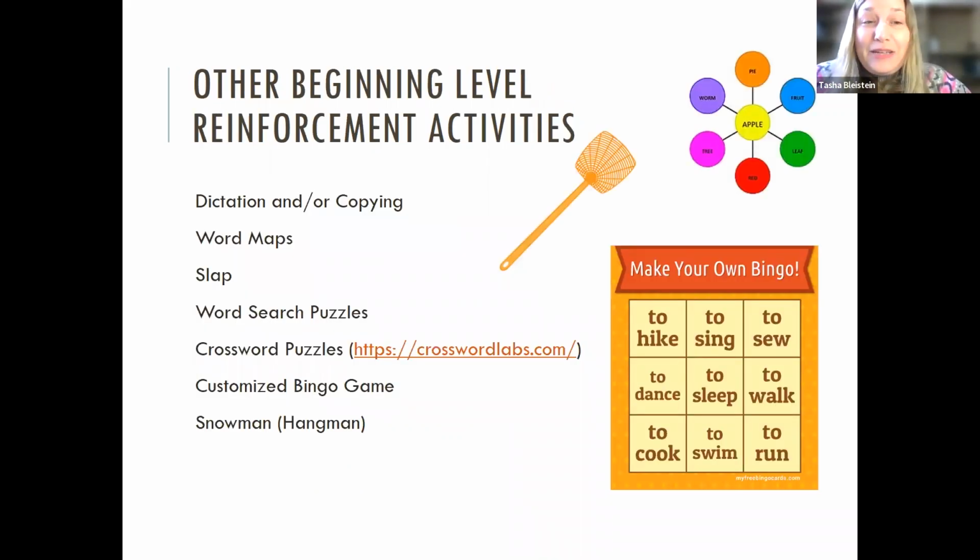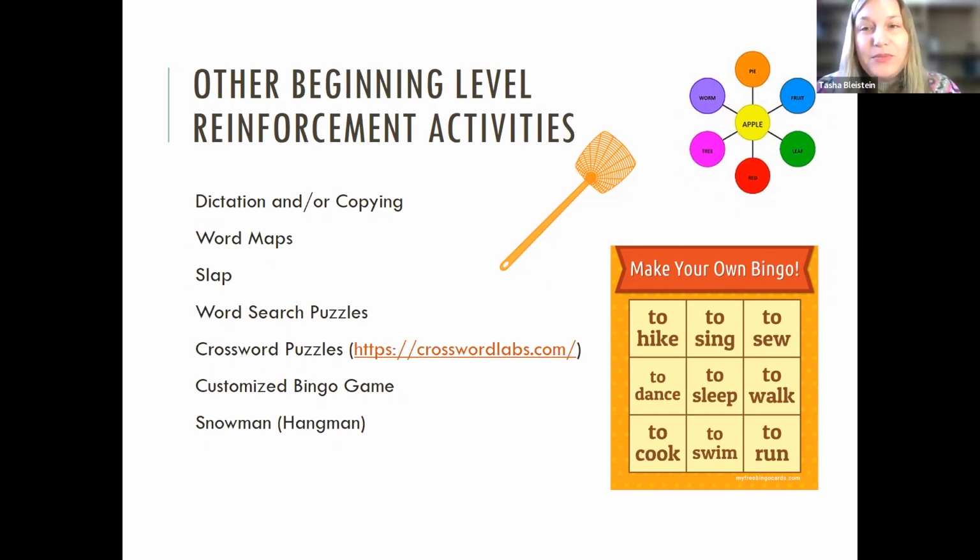So another simple activity is dictation or copying. You might think, well, that sounds boring, but spelling's really hard. So you might have them simply write the word 5 times, or you might say the word and have them write it down to see how they spell it, and then show them how to fix the spelling and then have them write it 5 times.